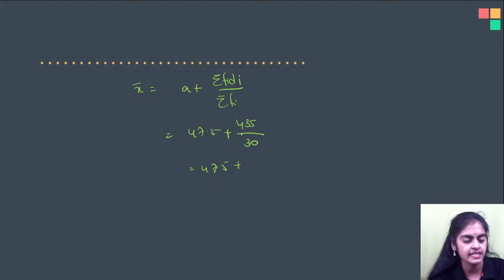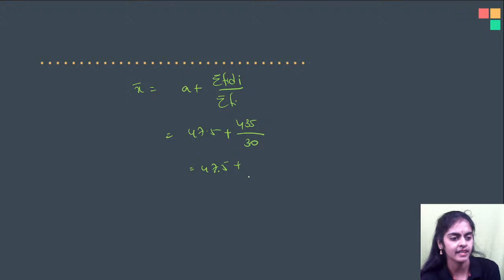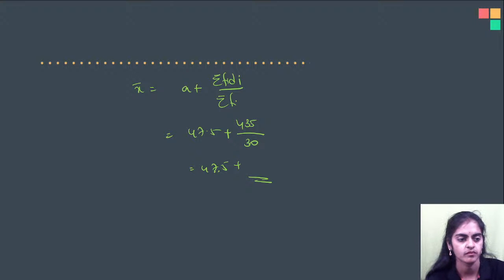Now this is 47.5 plus. Let's see if there are any cancellations here. If not, you can simply write the answer here. It will be around 14.5. So this will be 47.5 plus 14.5, so it will be close to 62. I hope this question is clear for everyone.